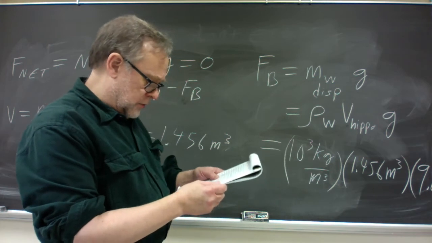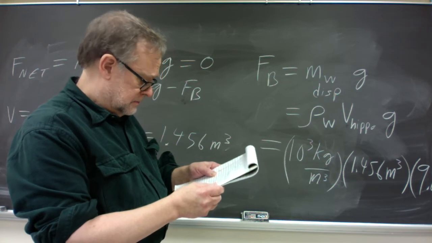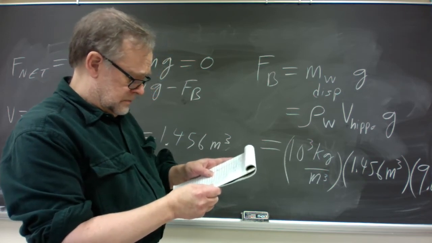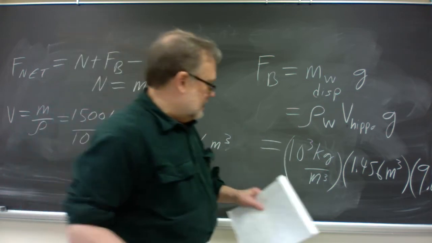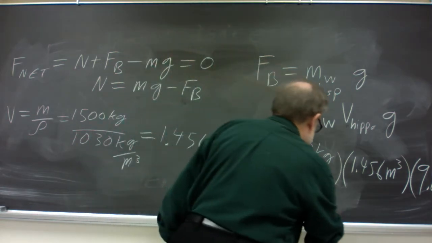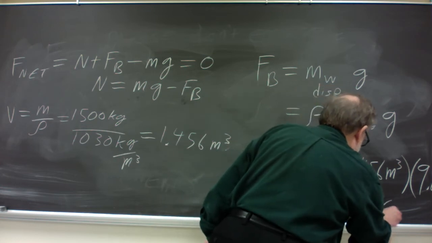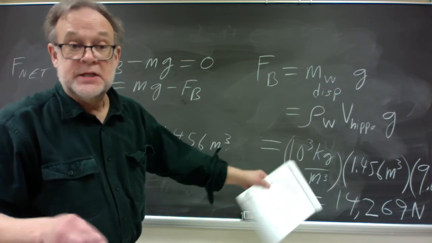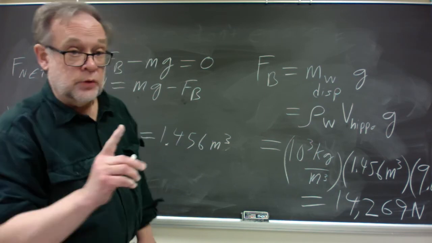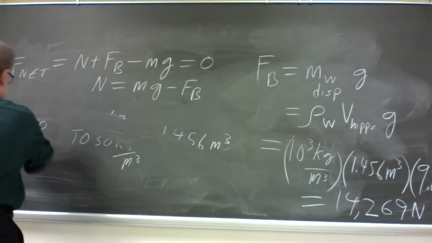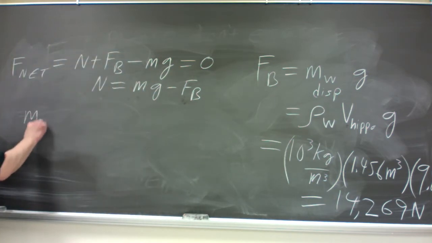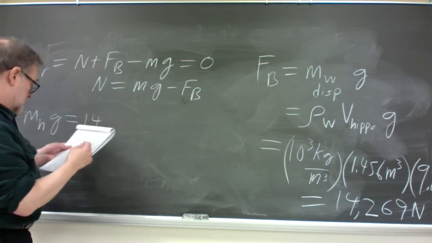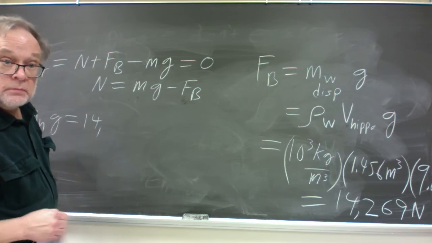And when you put in all of those numbers, that is 14,269 newtons. The weight of the hippo, I previously said the weight of the hippo was that. It's not. The weight of the hippo is actually the mass of the hippo times g. That's 1,500 kilograms times 9.8, and that comes out to 14,700 newtons.